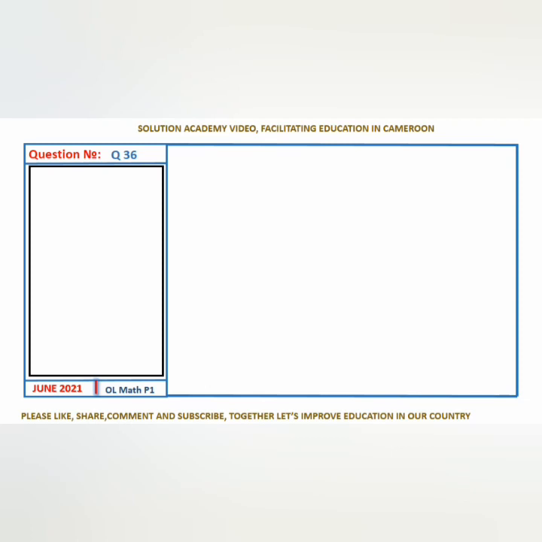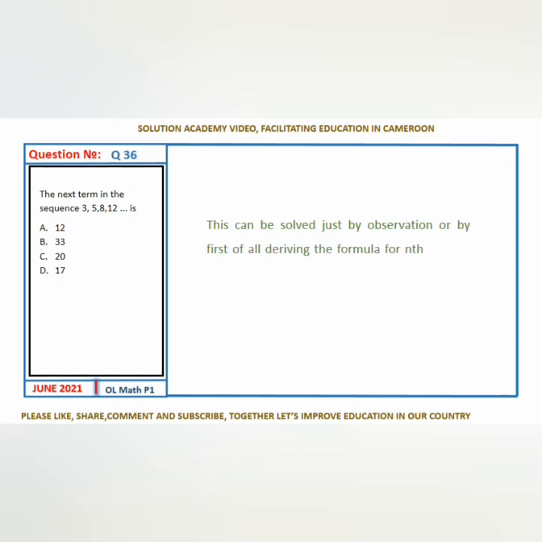Question number 36. The next term in the sequence 3, 5, 8, 12 is... Now this question can be solved in two ways, but I'll just show you one way. In order to save time, I'm trying to make the video as short as possible so that you guys have sufficient data to watch the video throughout.